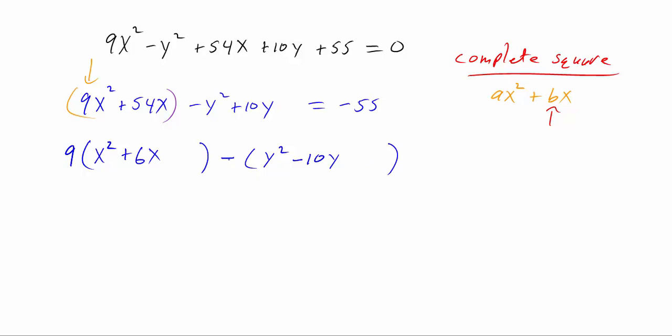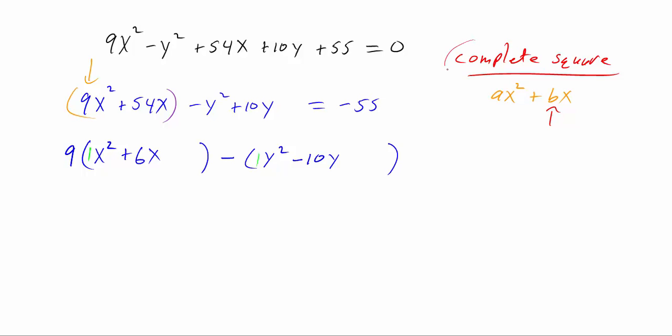Now notice when I factor out the negative, if we were to distribute the negative back in, we would get a negative y squared, and that's what we have up at the top. And a negative times a negative would give us a positive 10y. So now we have accomplished our goal. We now have a coefficient here of 1 on x squared and a coefficient of 1 on y squared.